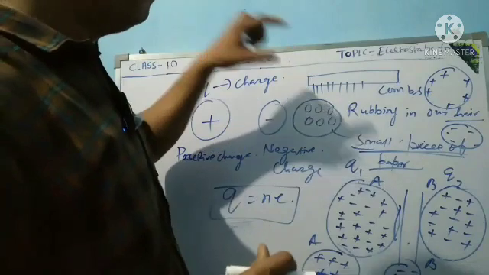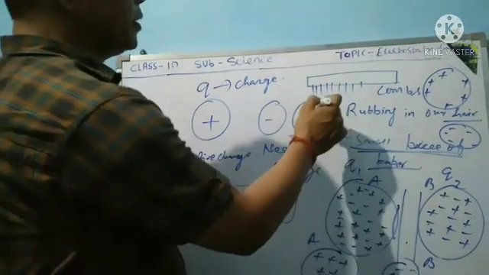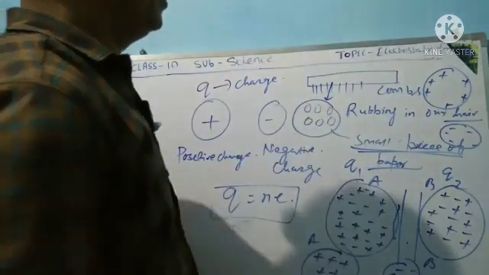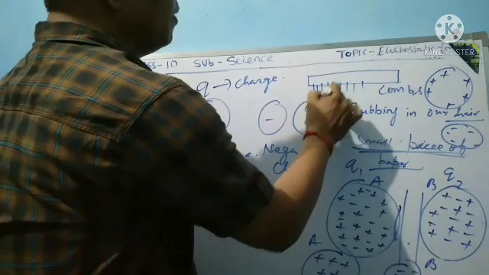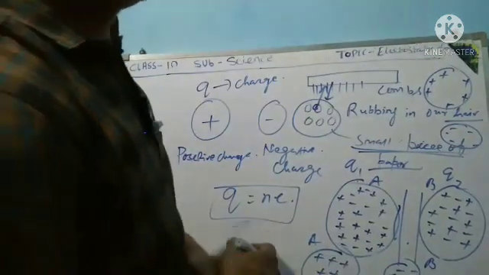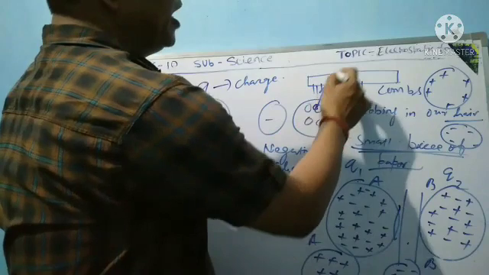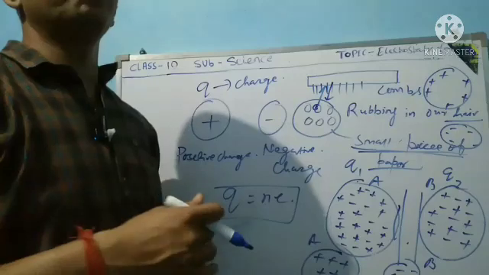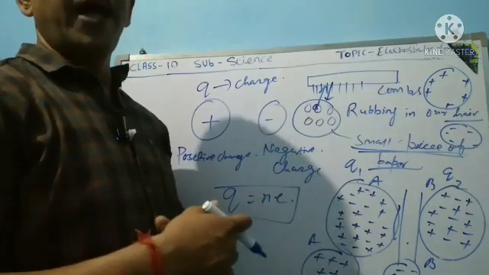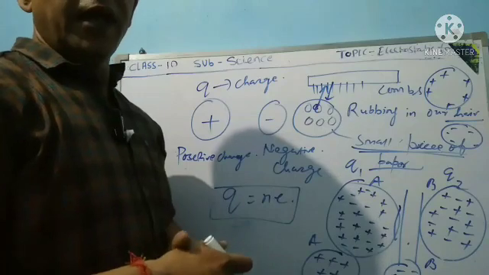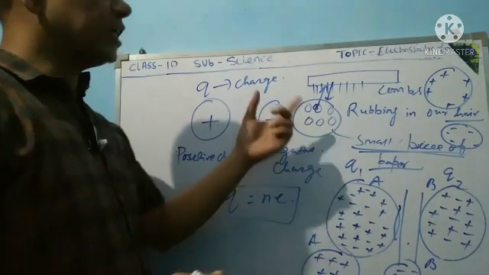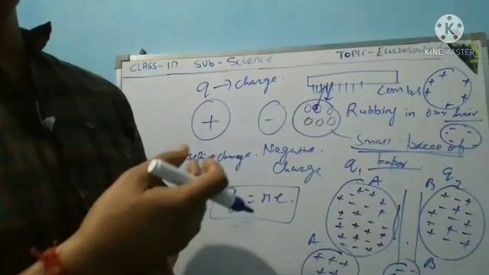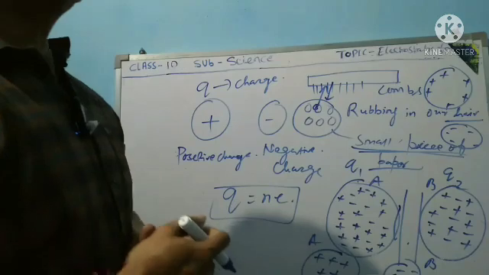When the comb is rubbed on our hair and then brought near a small piece of paper, the paper moves upward. It is attracted by the charge of the comb. This is not a useful application of static charge; it is only for experimental purposes. And again, I tell you about electrostatic force.